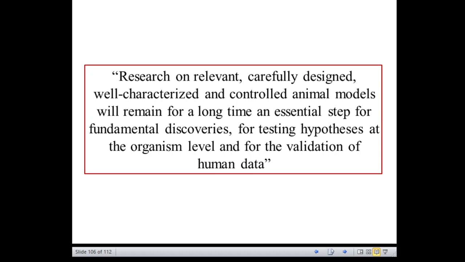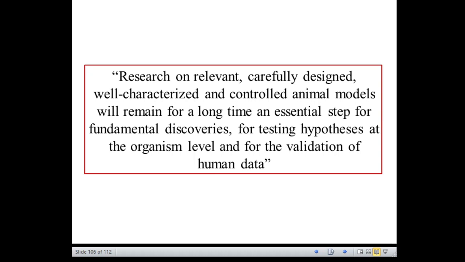Unquote. So what does this mean? I wanted you to understand. That's the reason why I have used this quote. This quote will tell you the scope and importance, or the relevance, of the use of the model system, especially the animal model system. It says this kind of approach, that is the animal models, will remain for a long time an essential step for fundamental discoveries.